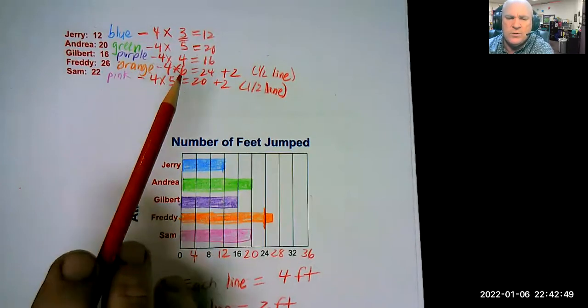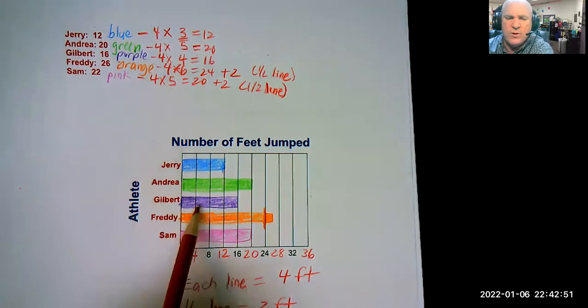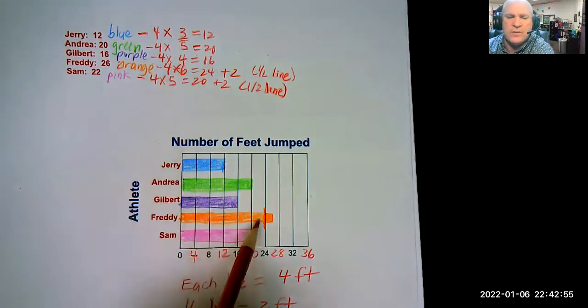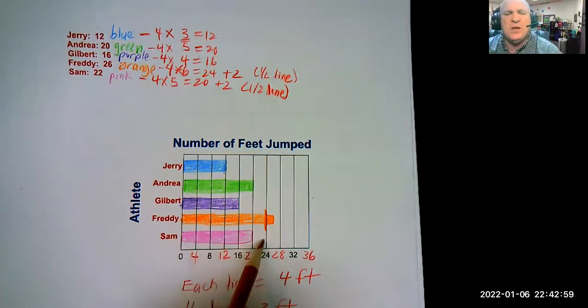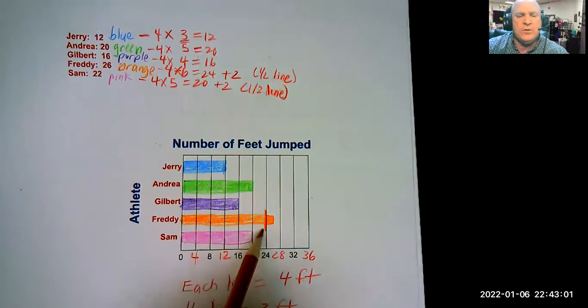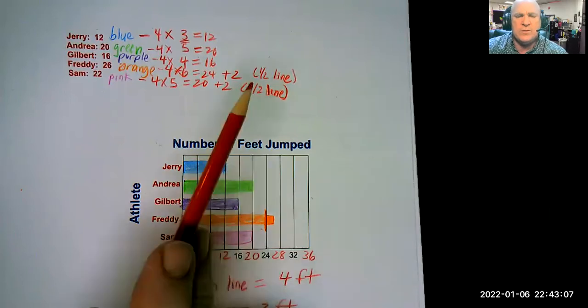1, 2, 3, 4, 5, 6, and I went and made a little wall there to separate so you can see. And then it's 2 more because 24 plus 2 is 26. So we're going to go half a line.